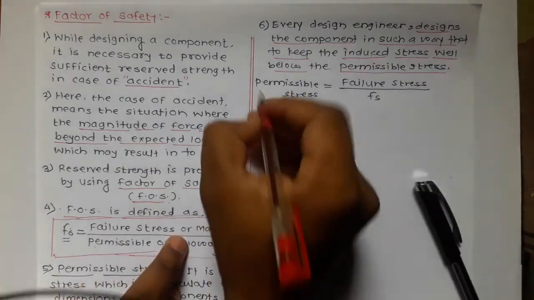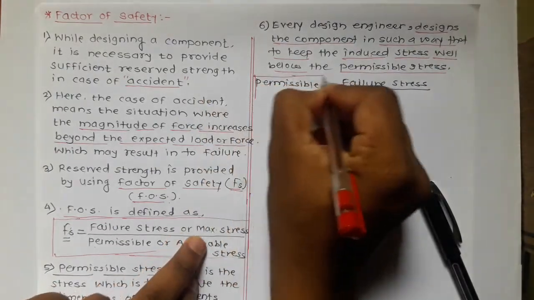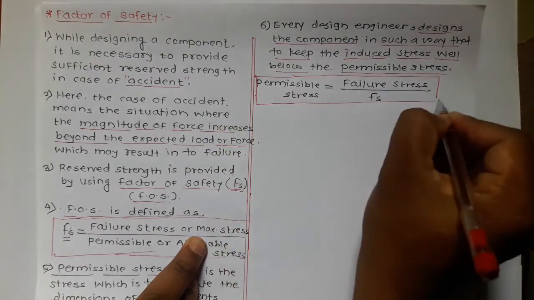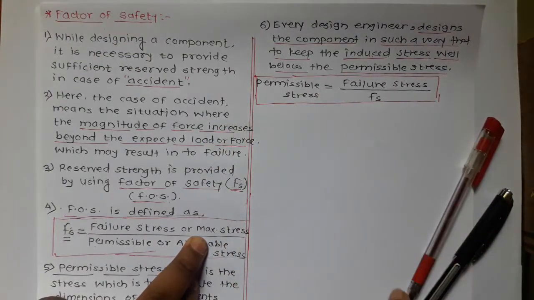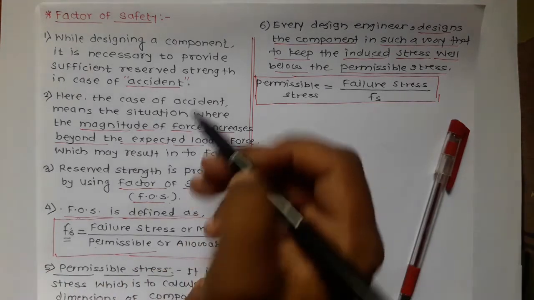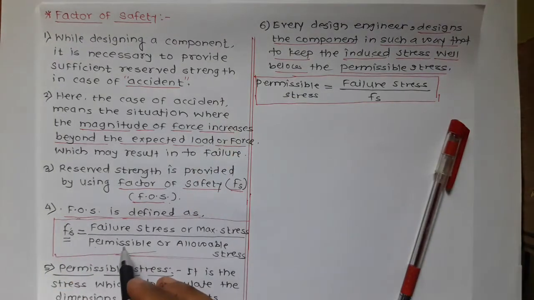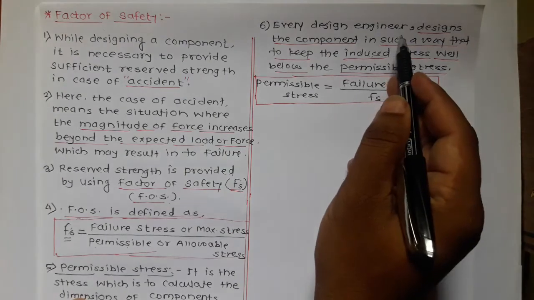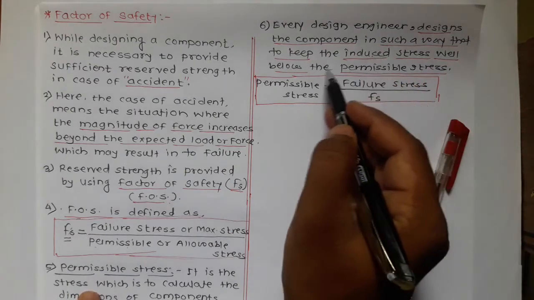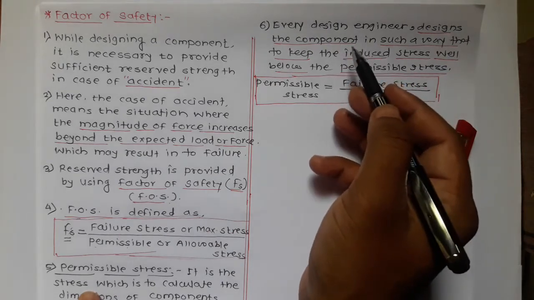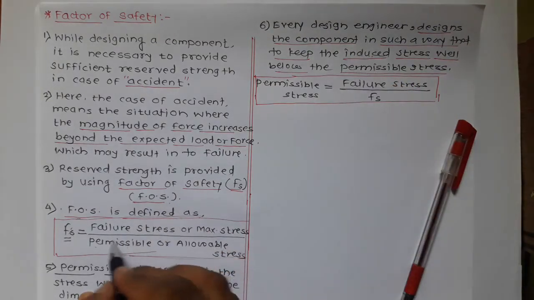So by using this equation, from this we can find out the permissible stresses for different types of loading conditions. Now next, we have seen what is meant by permissible stress. Permissible stress is used to calculate the dimensions of a component, and every design engineer wants to keep the induced stress in the component well below the permissible stress. Then and only then is that design of the component safe.